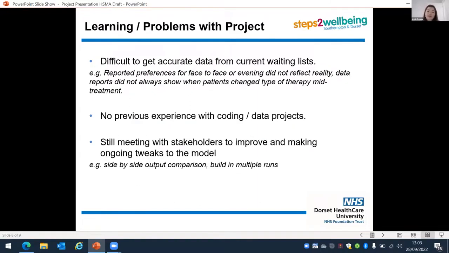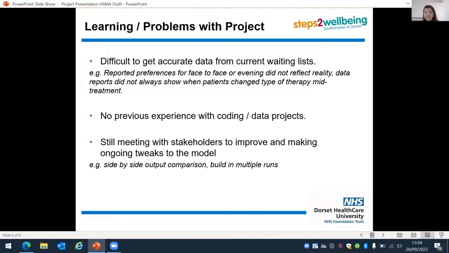So thinking about learning and problems that came up during this project. As I mentioned earlier, it was difficult to get accurate data from current wait lists. Turns out some patients don't express a preference until they're on the phone being booked in. So going through and trying to pull that data, I had to dig around lots of different areas and use current and past. And that happened with a few of the other things that we were looking at as well. Also, we haven't really had any previous experience with coding.